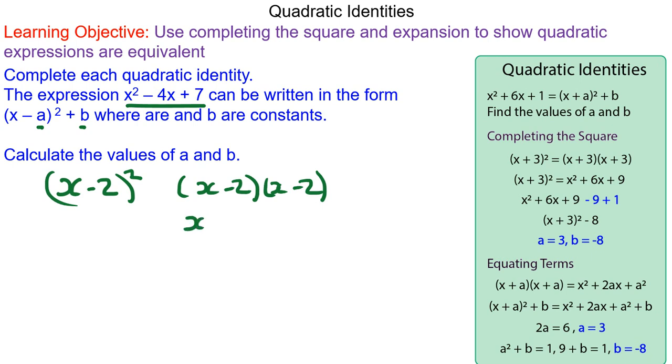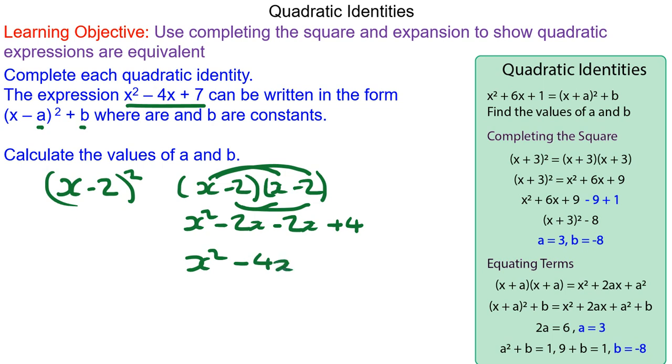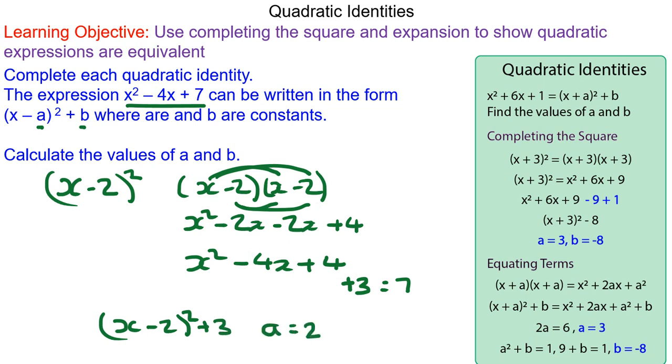So we have x squared minus 2x minus another 2x plus 4. So we have x squared minus 4x plus 4. We have to add 3 to 4 to make 7. So we have x minus 2 squared plus 3. So A equals 2 and B equals 3.